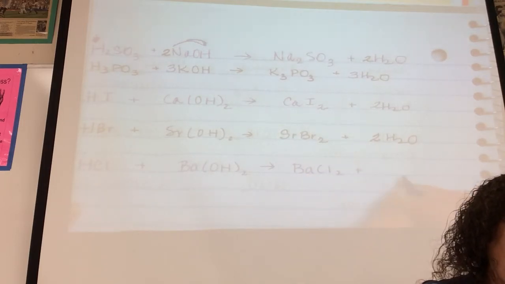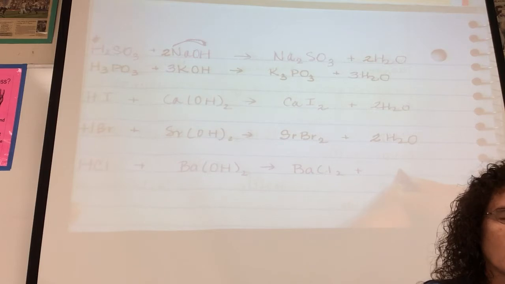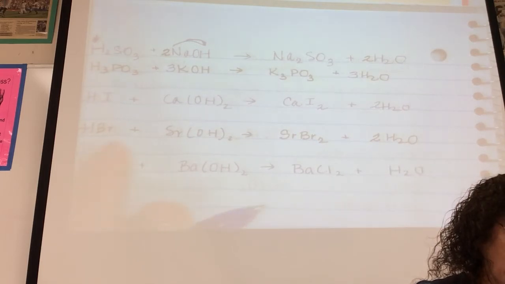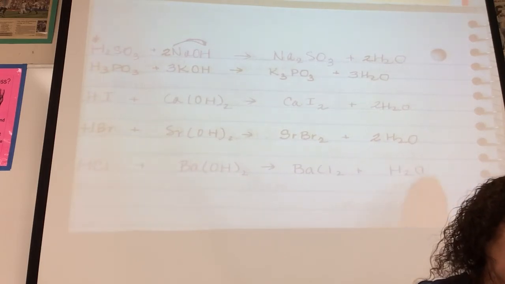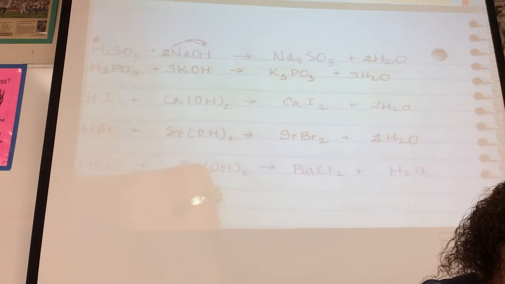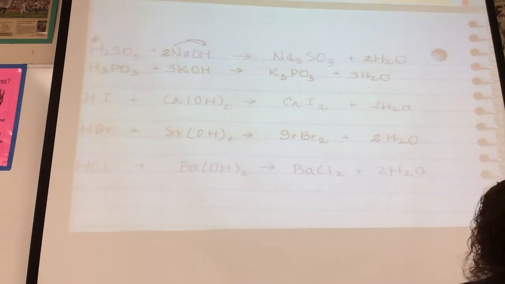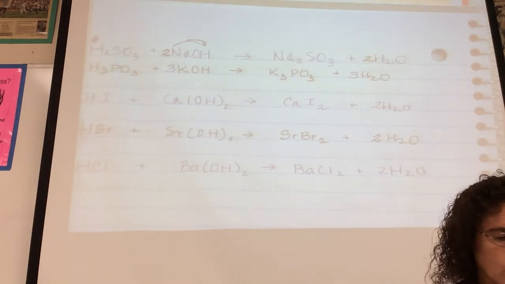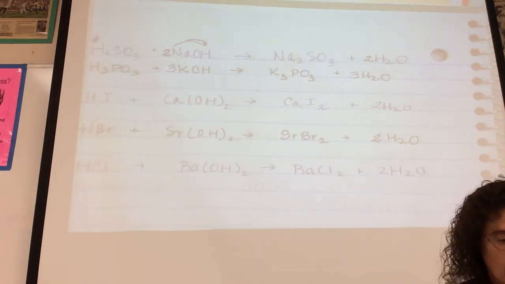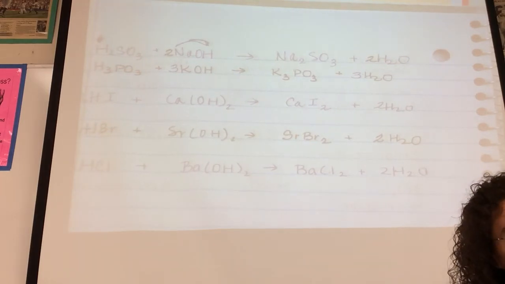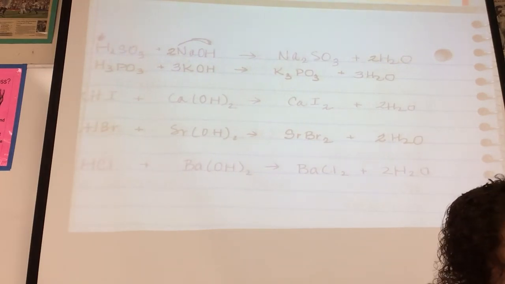Perfect. And the other product is always, you got it. Perfect. Don't be confused. Remember, HOH is water. So 2, 2, 2. And you'll get some more practice with this as well. And you'll have to be able to write these equations to be successful in the titration piece.